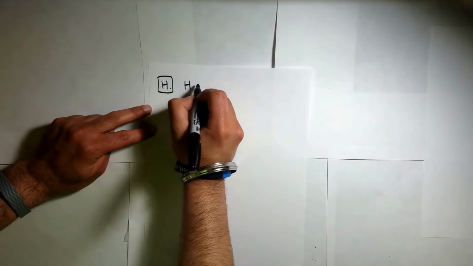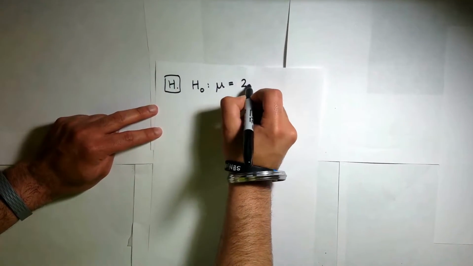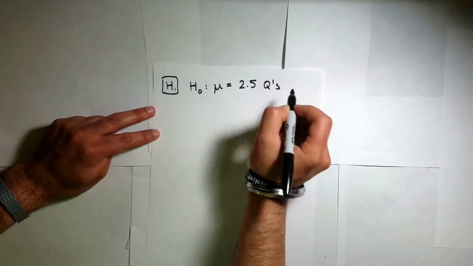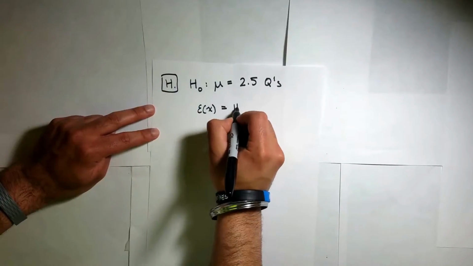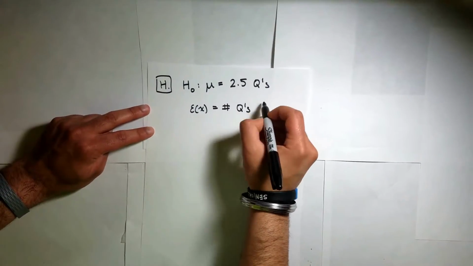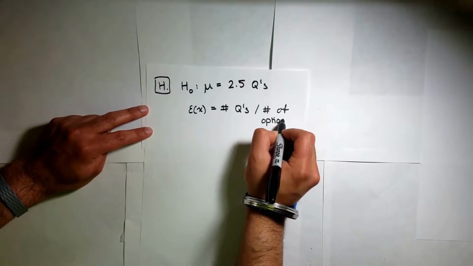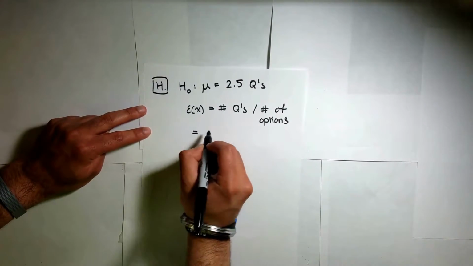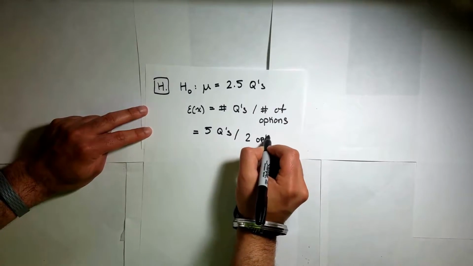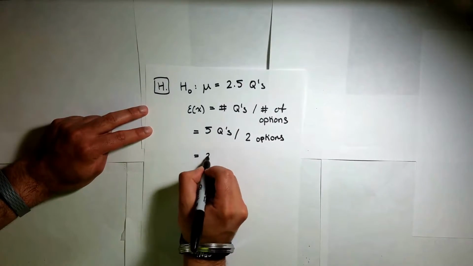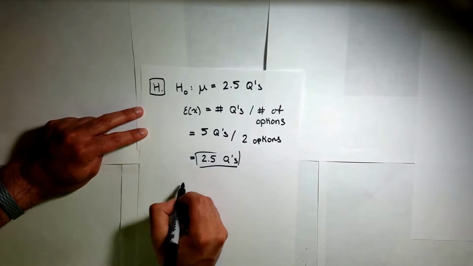The next step in a one-sample t-test procedure is writing down the hypotheses. The first hypothesis we need to write down is the null hypothesis, and the null hypothesis tells what should happen under the circumstances that everything is left up to chance. For us, it was 2.5 questions, and we came up with this because of the expected value for our specific experiment. To find the expected value, we divided the number of questions by the number of options each question had, which was 5 divided by 2, which gave us our 2.5 questions.